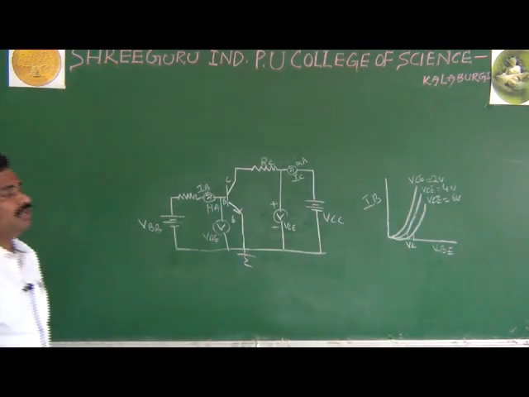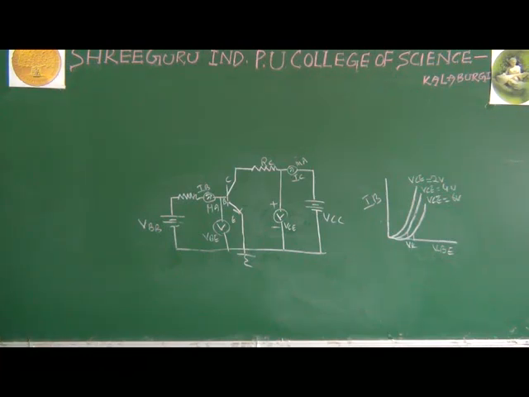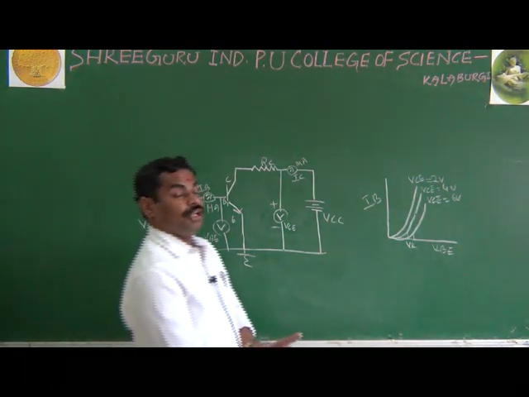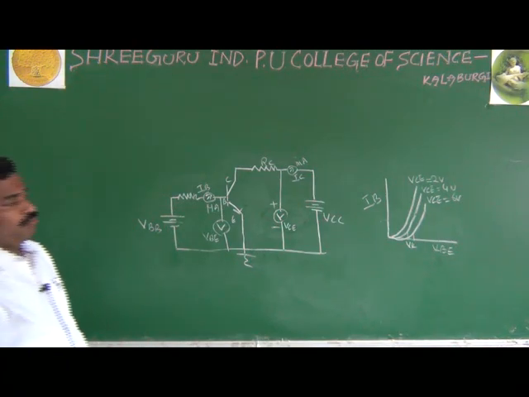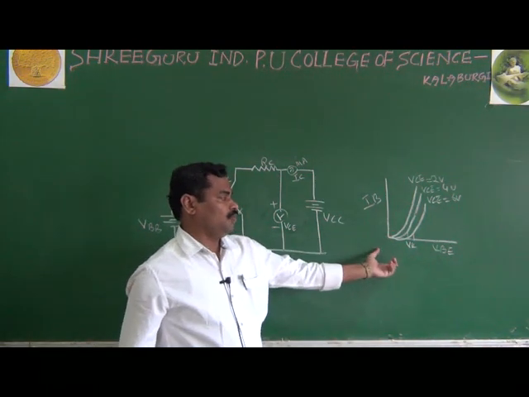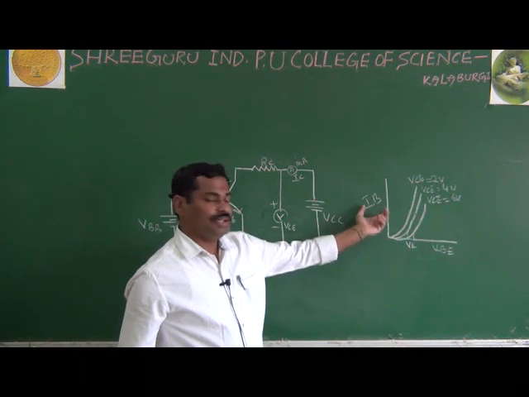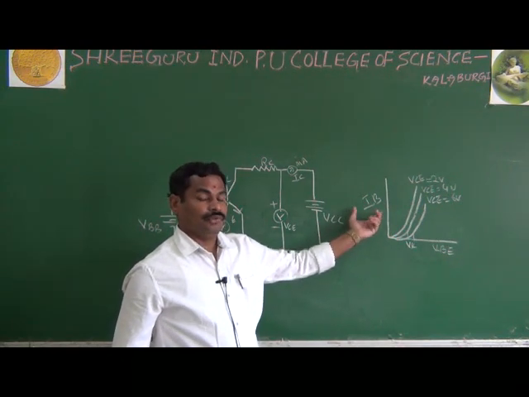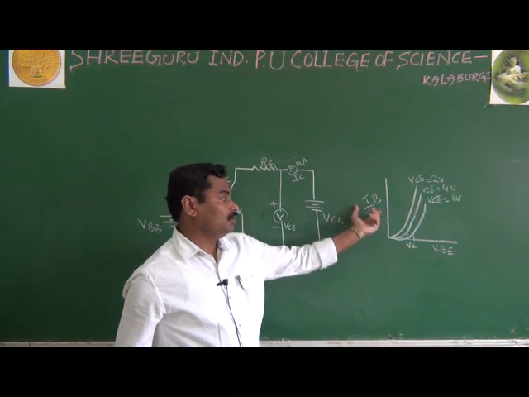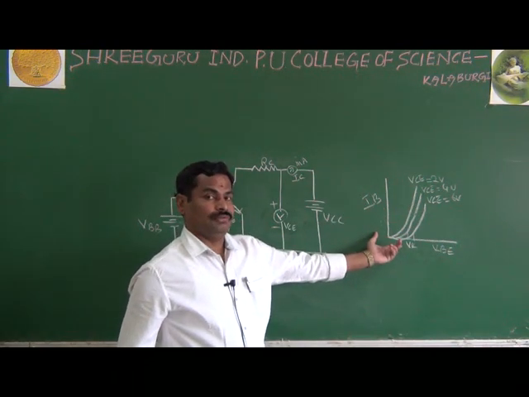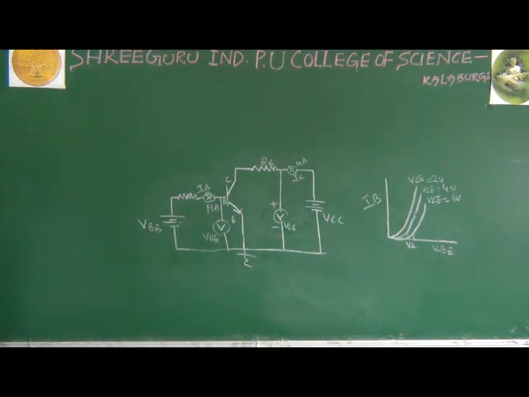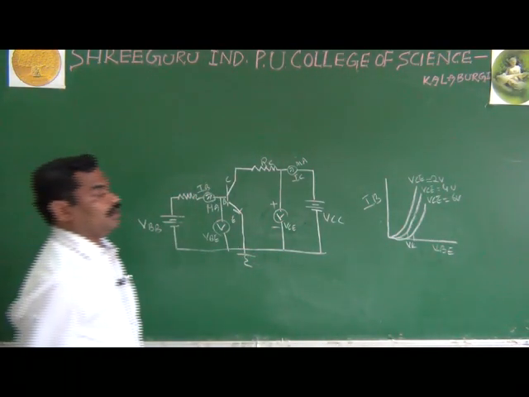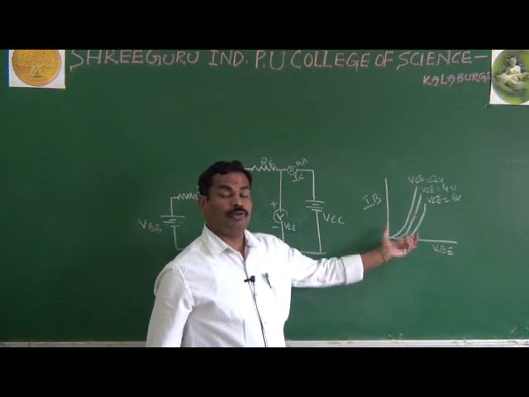Actually, by seeing that graph, what can you understand? What is the importance of your input characteristics? And one thing, very simple, by seeing this graph, what can you remember? You already studied this graph in first year. The most important thing about this graph is that it is similar, or resembles, the forward bias diode.